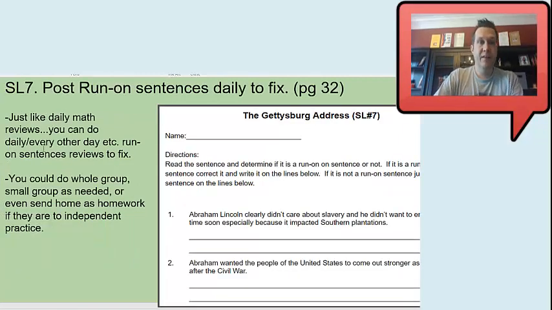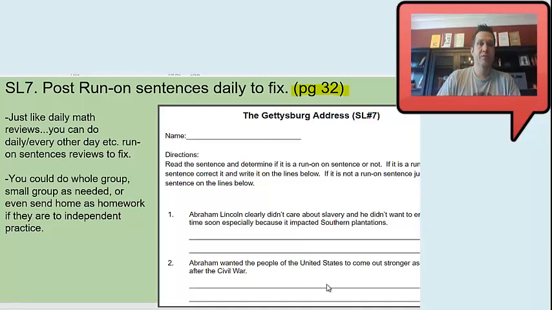All right, so let's jump on to the next one, SL7. Like I said, there are 22 of these, but this one is posting run-on sentences daily to fix. So those of you that teach math, you know that you typically do some daily reviews of previous math things. In ELA, you may be doing some other continual things for language arts. Everybody does these kinds of things.